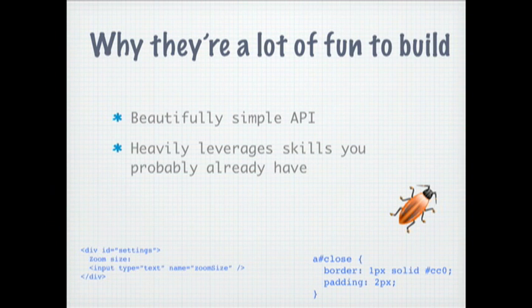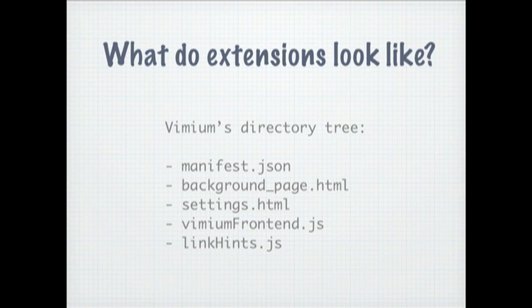All right. So Chrome extensions. Why are they a lot of fun to build? The Chrome extension API is a wonderful example of a beautifully simple API. They've used a ton of existing technologies that work really well together and that probably a lot of people in this room are already pretty good at. Just plain HTML, plain CSS, and JavaScript, nothing fancy. If you're familiar with Firebug, you can debug your Chrome extensions with the equivalent tool in Chrome. So extensions actually look like just small websites, and that's all they are.